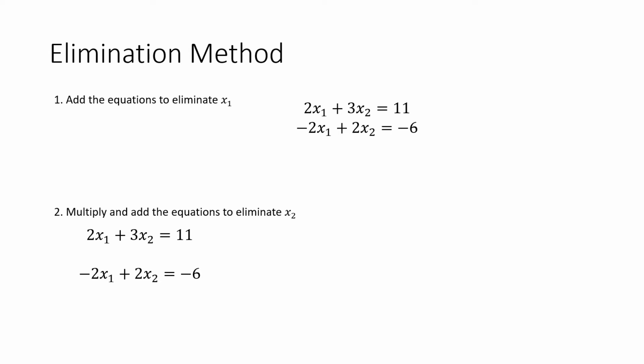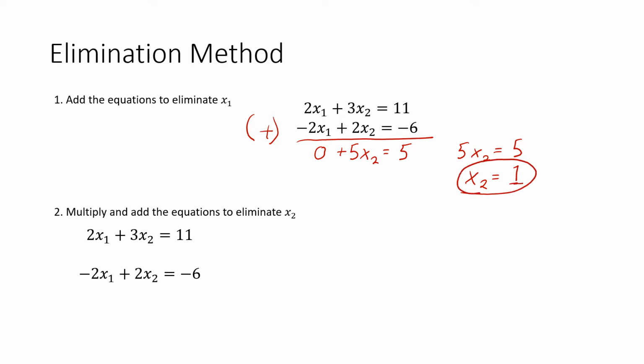So for instance, we're going to note that if we just add the two equations together, we can right away eliminate a variable. 2x1 plus negative 2x1 gives me 0. Add the x2's together: 3x2 plus 2x2 is 5x2. That equals 11 minus 6, which equals 5. So I end up with 5x2 equals 5. I've gotten rid of one of my variables. I've eliminated it. I can divide, and that gives me x2 equals 1. So I've solved for one of my variables.